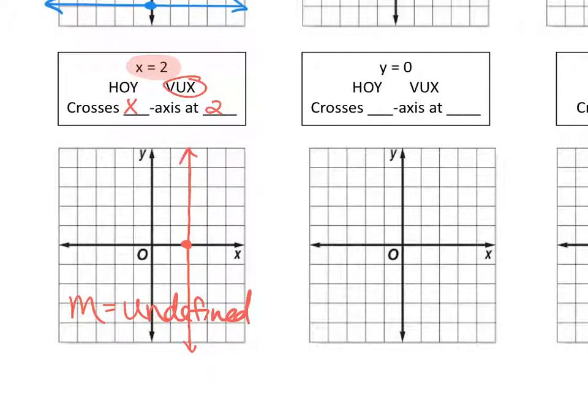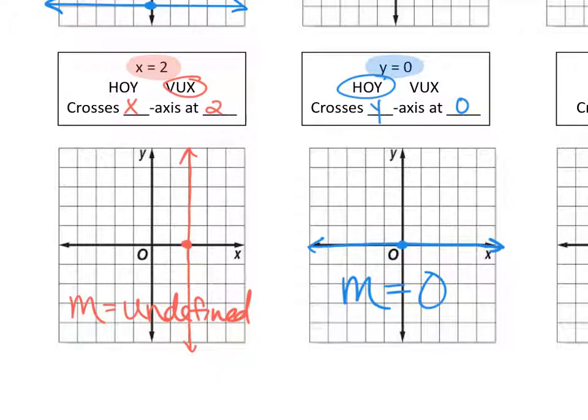How about this next one? Is this a Hoy or a Vux? It's Hoy. Ahoy, matey. It's Hoy, so it crosses which axis? The y-axis at 0. Very good. This is where the y-axis is 0. And since it's Hoy, it's a horizontal line. What's the slope of this line? 0. The flat one? Yeah, remember, Hoy right here is going to tell us what the slope is. The middle letter says the slope.